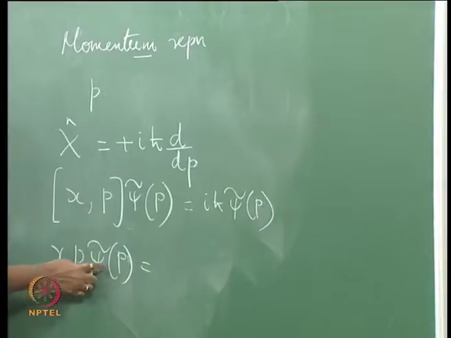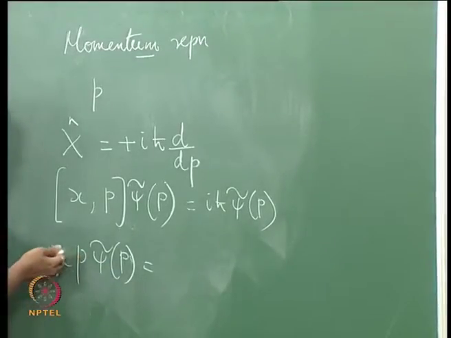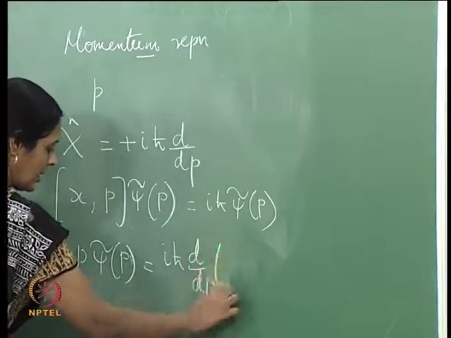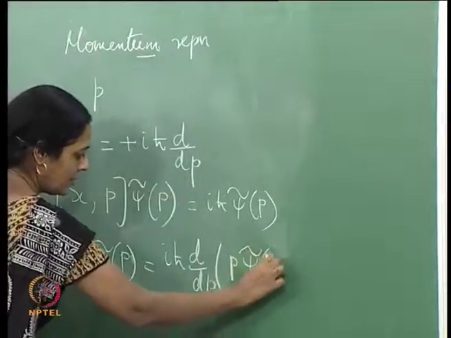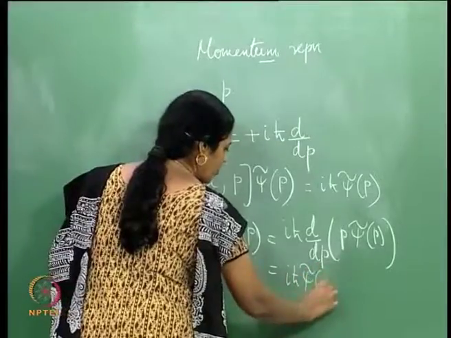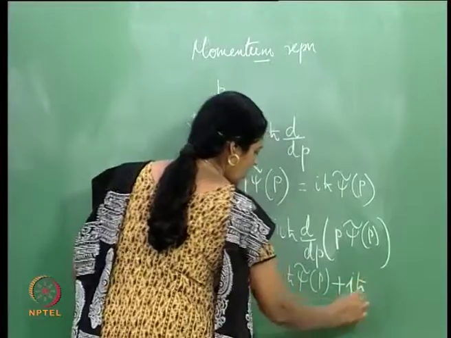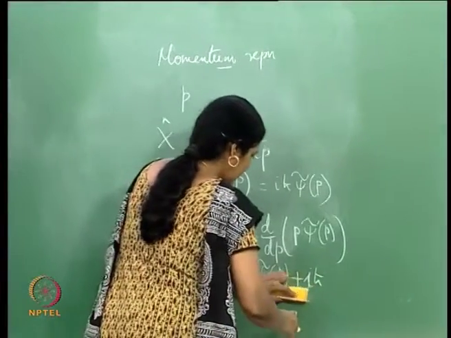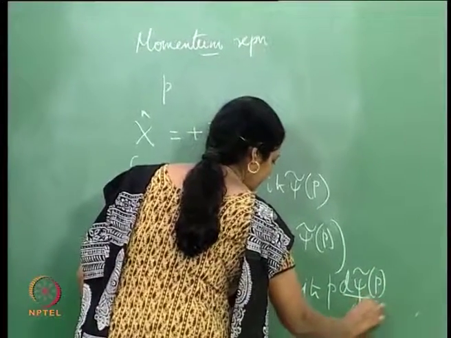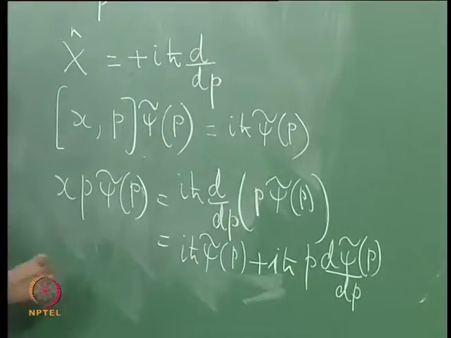So when we are looking at functions of momentum as the states in the linear vector space, this amounts to writing iħ d/dp acting on p ψ̃(p), and that has two terms: iħ ψ̃(p) plus p iħ dψ̃(p)/dp. This is as far as xp is concerned.